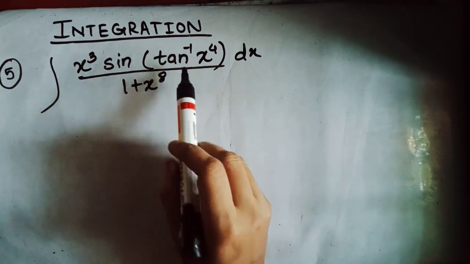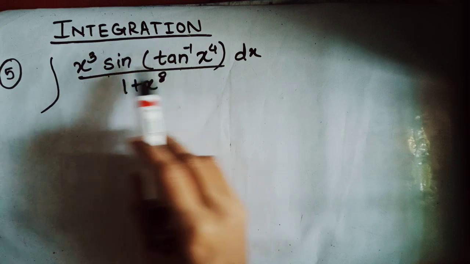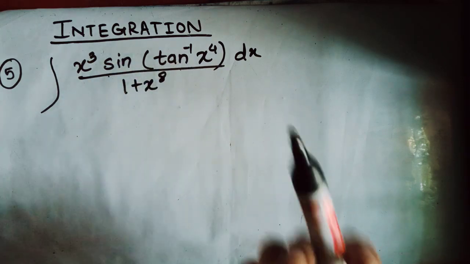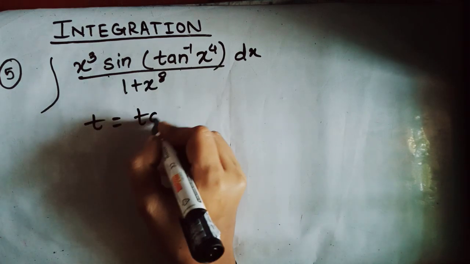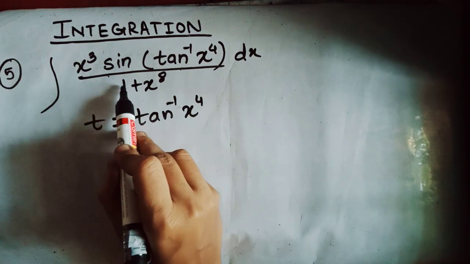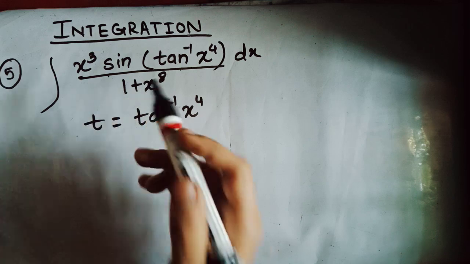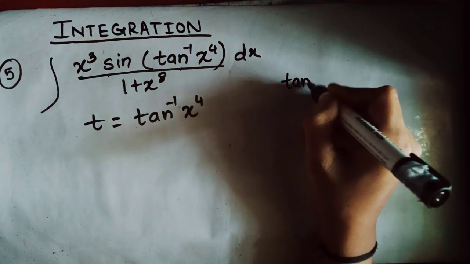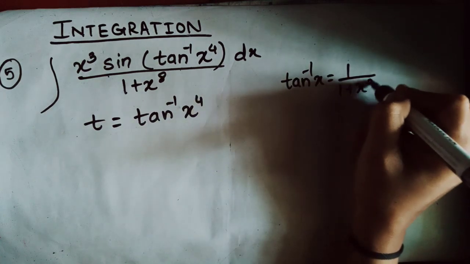Okay, so if I take tan inverse x raised to 4 as t, then this term will become sin t, and then we can directly integrate it, right? So tan inverse x raised to 4 I am taking as t, and I've seen that 1 upon x raised to 8 is there. So this is the derivative of tan inverse. What is the derivative of tan inverse of x? It is 1 upon 1 plus x square, right?